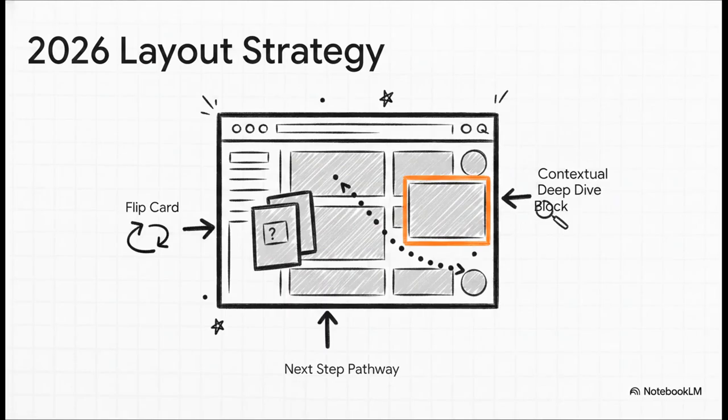Now, for the actual 2026 layout strategy, we need to leave the pop-up gimmicks totally behind. Focused learners want scannability, they want context, and they want visual pacing. So instead of those heavy, exhausting paragraphs, imagine using interactive flipcards for your definitions, contextual call-out blocks for deep dives, and super clear next-step pathways that guide a user effortlessly from one operational task to the next. It's all about creating a frictionless, modern learning experience that's built on a bedrock of solid operational data.